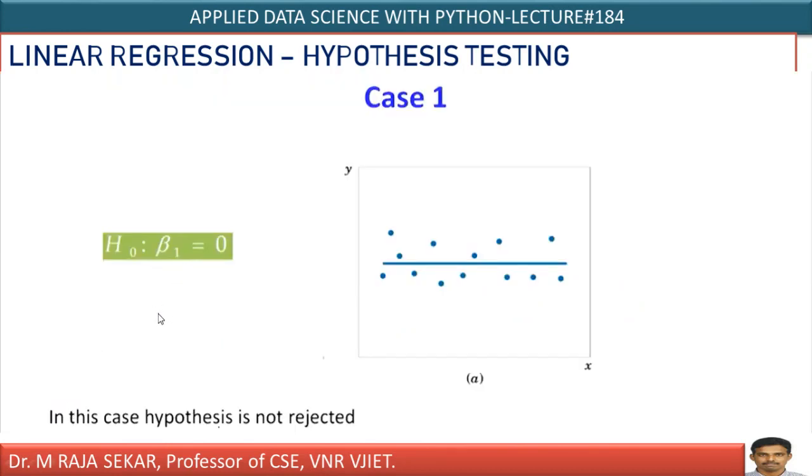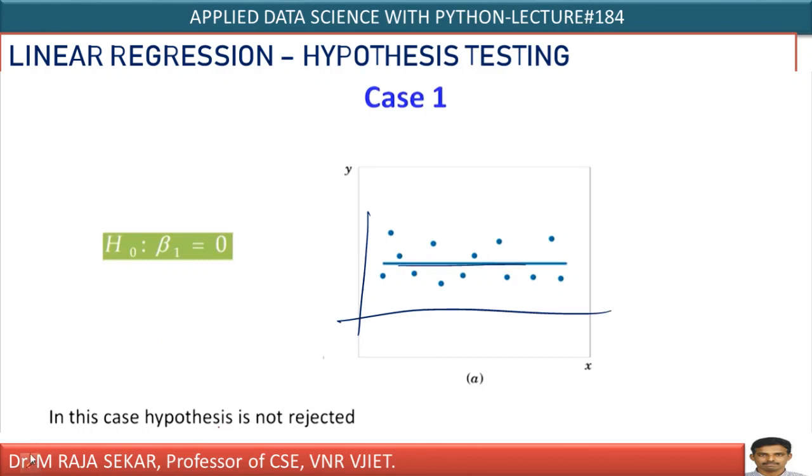As I told you, what is the meaning of beta 1 equal to 0? That means there is no relation between x and y. If beta 1 equal 0, I already discussed, you will get a straight line, isn't it? Therefore, there is no relation in this case. When you plot the data, in this case, the null hypothesis is not rejected. It is accepted. Beta 1 equal to 0 means the null hypothesis is accepted. That is, no relation between x and y. When you plot the data, as I told you in the previous slide itself, you will get a straight line, isn't it?